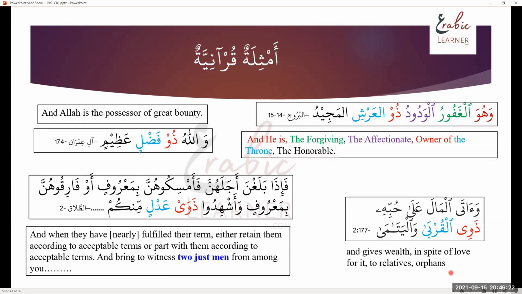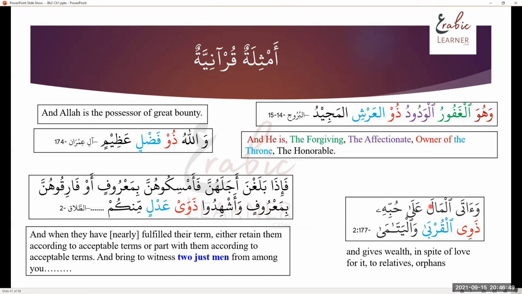Maf'ul. Okay, maf'ul for what? Which fail? No, after ala is hubbi. Sister Asma, after ala is hubbi. So ala, harfu jar, will only affect the ism after it. Hubbi is an ism.